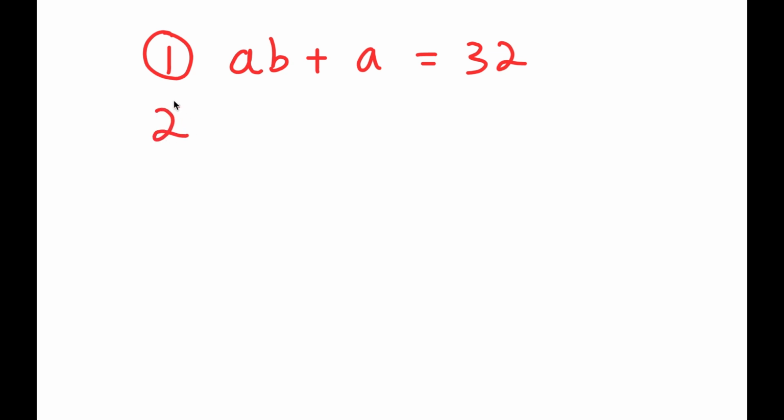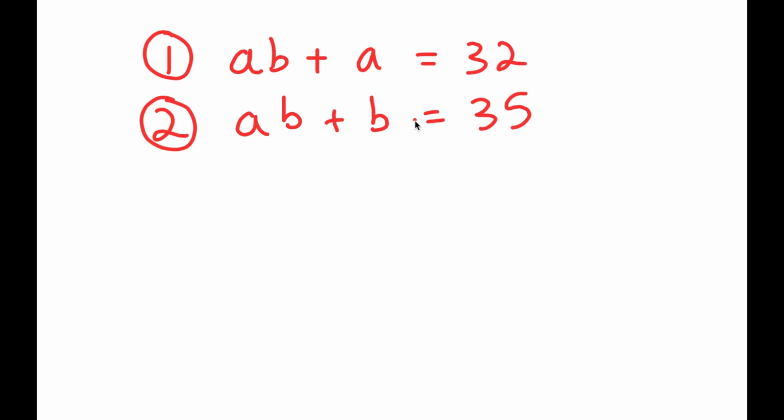Alright, so in this video, I'm going to solve the system of equations. So my first equation is ab plus a is equal to 32. So I'm going to label this equation 1. Now my second equation is a times b plus b is equal to 35.